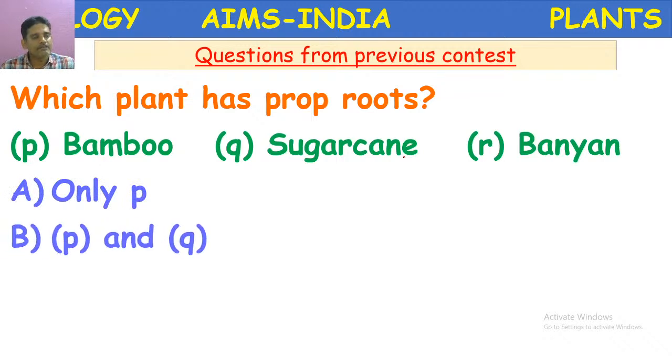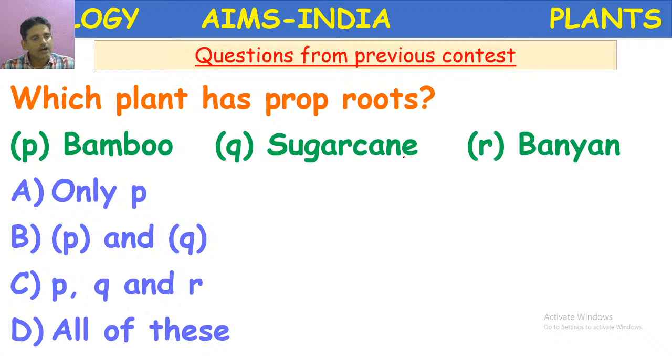Option A, only P. Option B, P and Q. Option C, P, Q, R. And option D, none of these. So here, what is the correct answer? If you understand, a prop root is a type of adventitious root, isn't it? The roots which develop from stem and leaves are called adventitious roots. So here prop roots develop from stem.